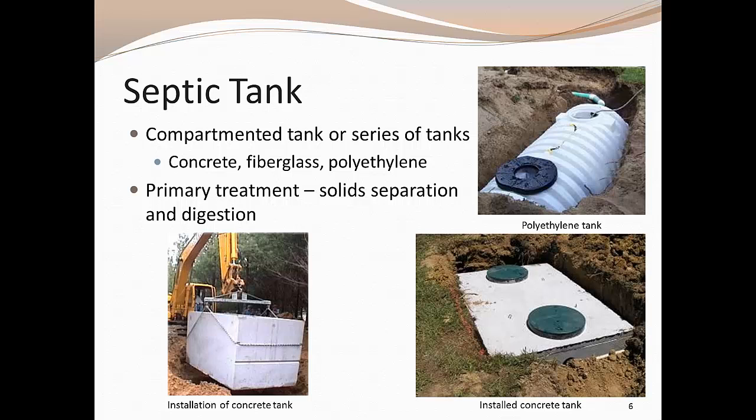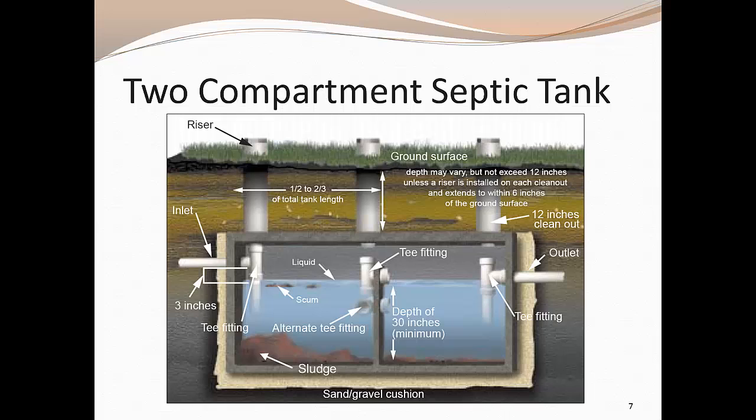A fiberglass tank is another alternative. Fiberglass tanks are more expensive than small concrete tanks and are often used in larger on-site septic systems that may serve multiple houses or commercial development. This is an illustration of a typical two-compartment septic tank. The septic tank provides primary treatment of wastewater from the home. Wastewater from the house enters the tank from the left, called the inlet.